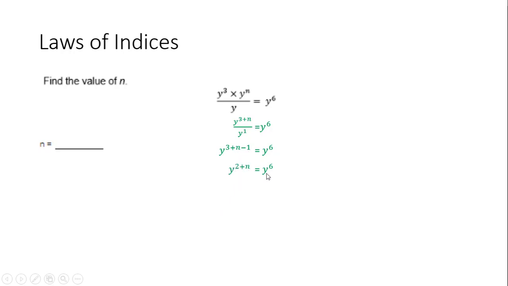Now, since I've got the same base, and I'm really trying to work out what the index is, I can just ignore the bases. Y to the power of 2 plus n is equal to y to the power of 6. That must mean that 2 plus n is equal to 6. So just comparing the indices, I now have a much simpler equation to solve. I just need to get the n on its own. So n is equal to 6 minus 2, because opposite of plus is minus. I've moved it across. And n is equal to 4. So there's my answer, n equals 4.